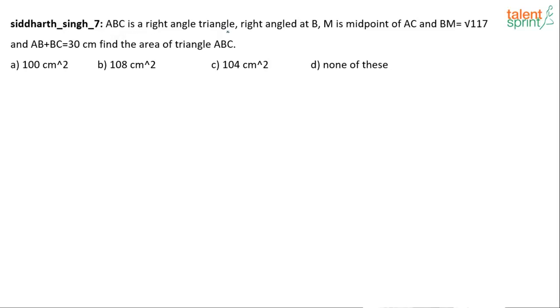ABC is a right angled triangle, right angled at point B. M is the midpoint of AC, and BM is root 117, and AB plus BC equals 30. Find the area of triangle ABC.